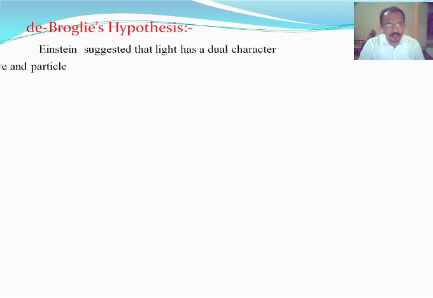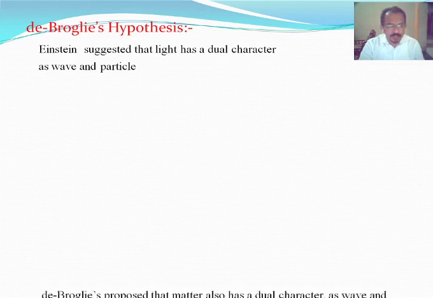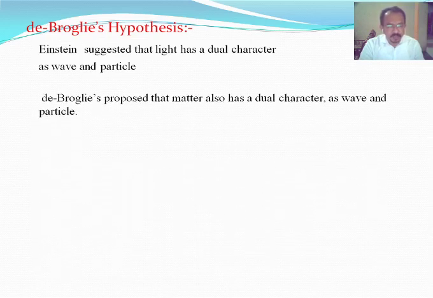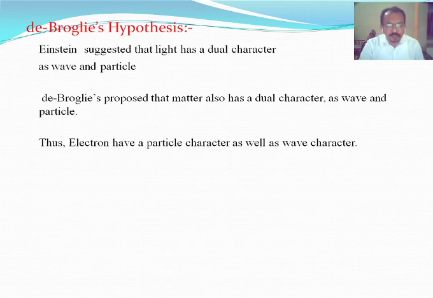As Einstein suggested that light has dual character as a wave and a particle, that means the photon has a particle character as well as the wave character. Similarly, de-Broglie proposed that matter also has dual character as a wave and a particle. Thus, electrons have a particle character as well as wave character.